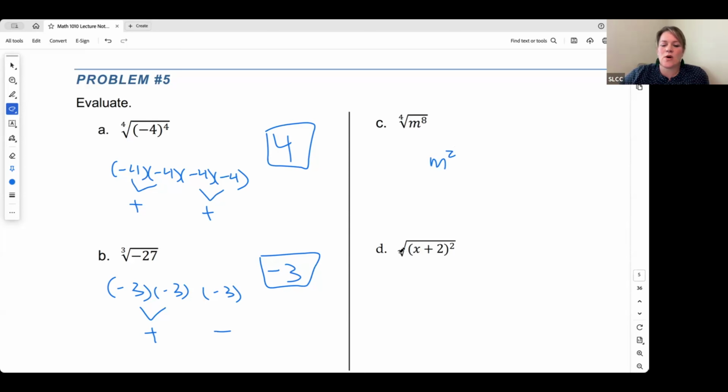And look at D. What is the square root of anything squared? They just undo each other. You could still think 2 divided by 2 is 1. So you're just left with x plus 2.